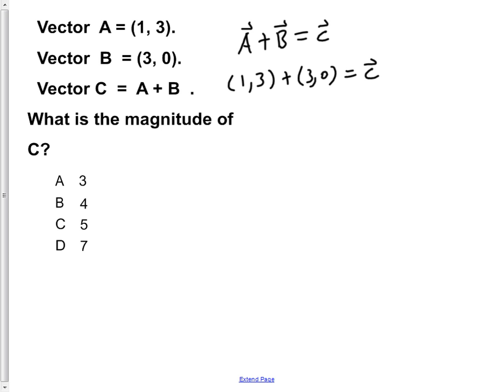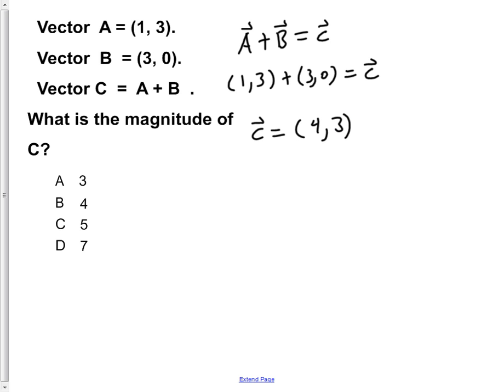Now, we have to determine what the components of C are. The components of C are simply the x components and the y components of the two vectors that make it up added together. So for x, 1 plus 3 is 4. For the y component, 3 plus 0 is 3. So our resultant C has an x component of 4 and a y component of 3.